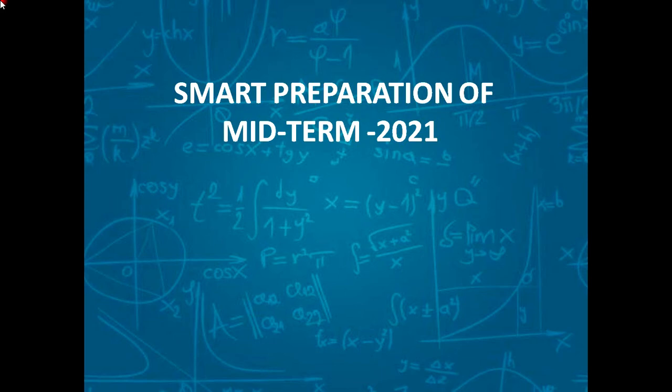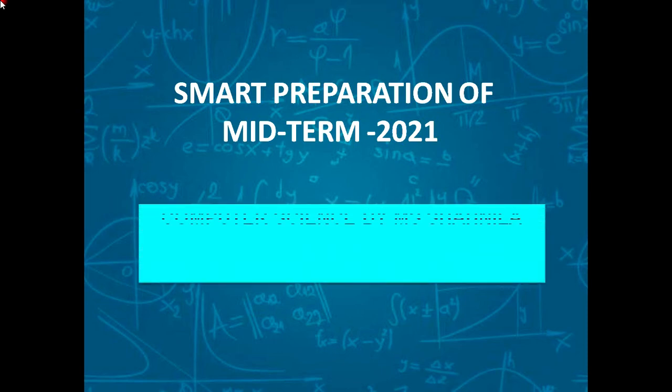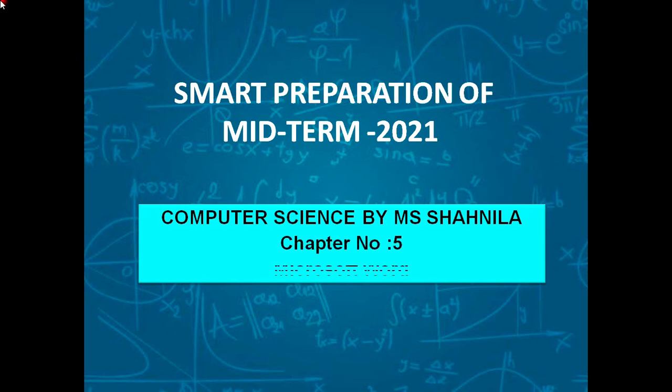So this presentation is for class 6. It's about Microsoft Word, and I'm going to upload more videos before midterm, inshallah. So let's move ahead and check what is in it exactly. This is Computer Science, chapter number 5, and the name of this chapter is Microsoft Word. So I'm going toward the question answers, how we can prepare the questions from the chapter.